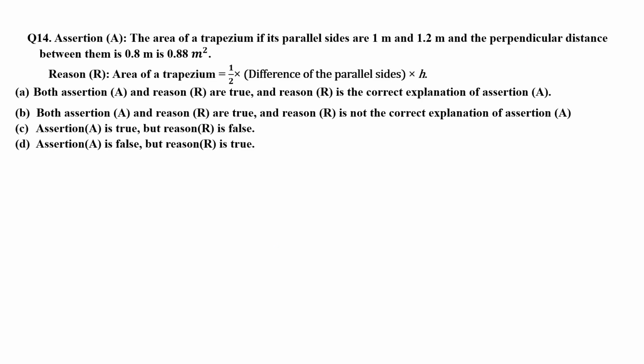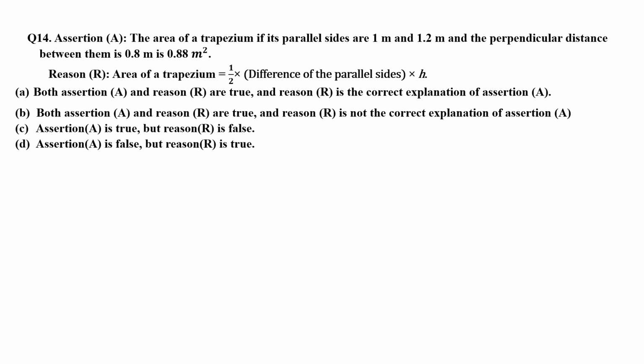Now question number 14. The area of a trapezium of its parallel sides are 1 meter and 1.2 meter, and the perpendicular distance between them is 0.8 meter is 8.8 meter square. So area measure is given, okay, and area of a trapezium region is given. It is half into difference of the parallel sides into height. So first thing, in assertion reason question, first you have to validate whether both the statements given are true or not. Independently you check whether assertion, whatever statement is given, that is correct or not. And then you have to see same way for reason also whether it is correct or not.